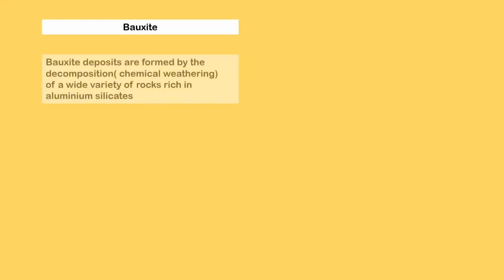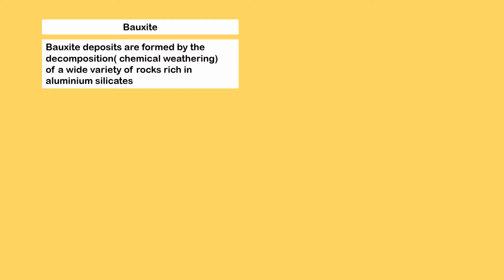Bauxite. Bauxite deposits are formed from decomposition, chemical weathering of a wide variety of rocks rich in aluminium silicates. It is from bauxite we get a clay-like substance, alumina, and later aluminium is obtained. From it we are obtaining aluminium. As we know, aluminium is an important metal because when it is combined with other metals, the strength improves, right? It is combined with iron, and it has extreme lightness and also good conductivity and great malleability.